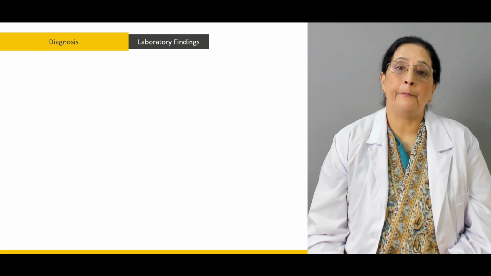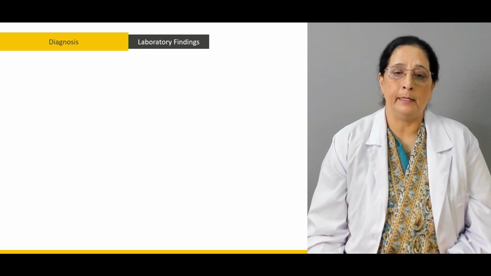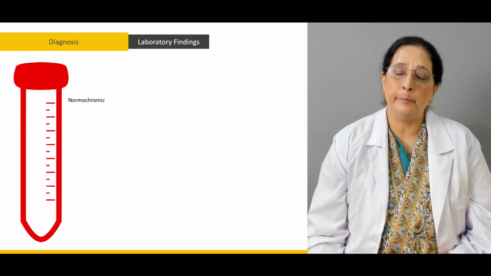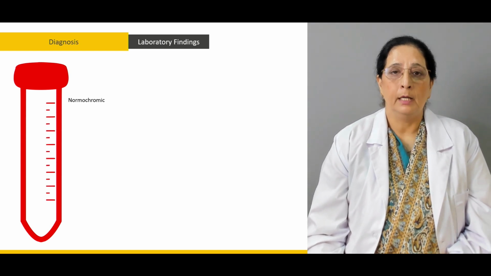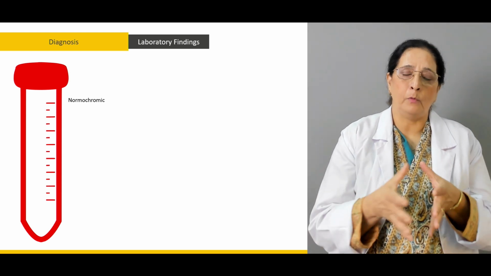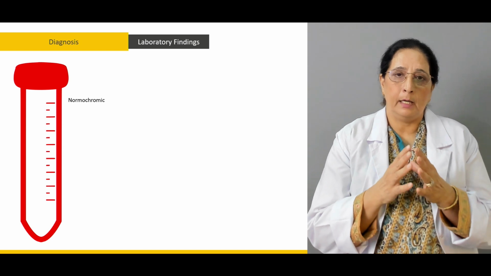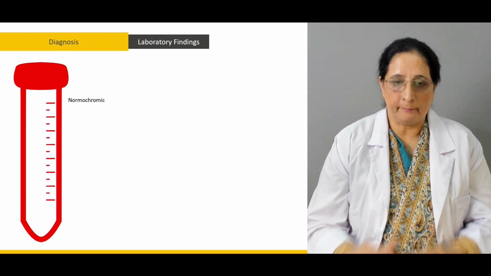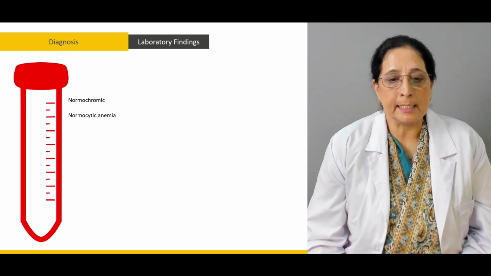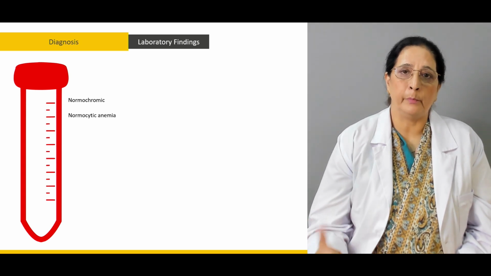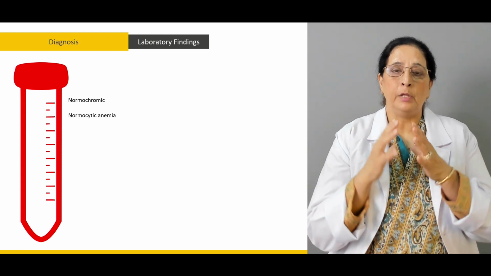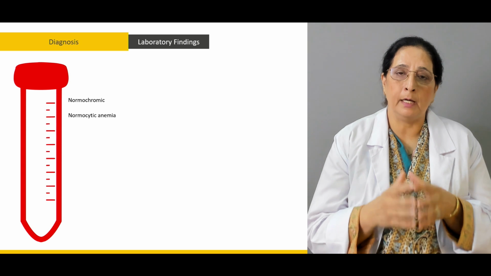Next, some lab findings in malaria. It can be normochromic, with a normal hemoglobin level, and it can be normocytic anemia. So normochromic, normocytic anemia is present. We know there is anemia in malaria.